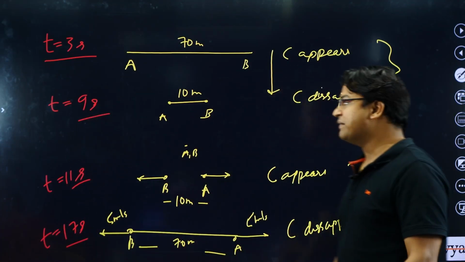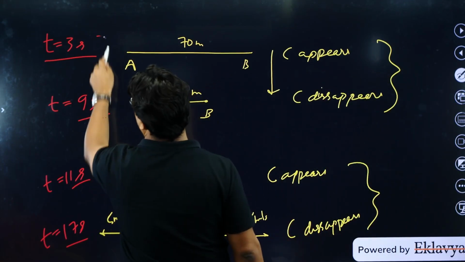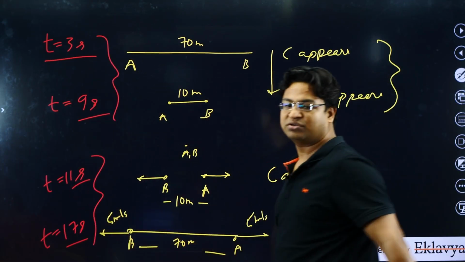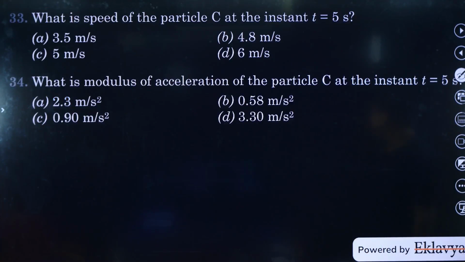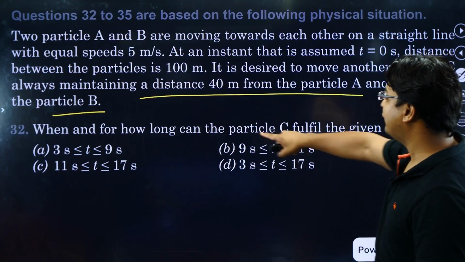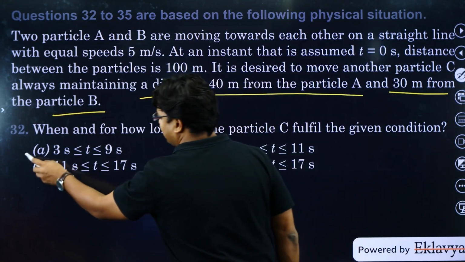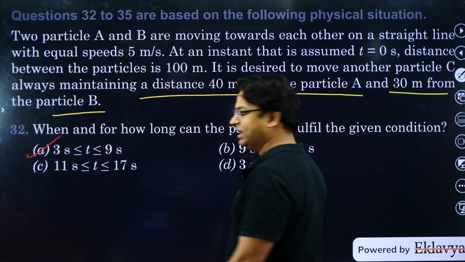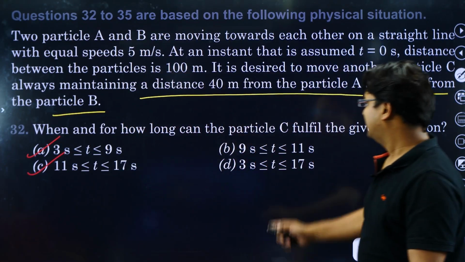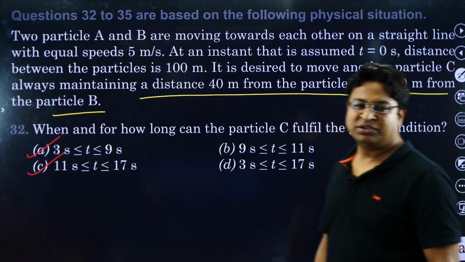So what are the times when C will be there? 3 to 9 seconds and then 11 to 17 seconds. So let's see whether we have options like this or not. When and for how long can the particle C fulfill the given condition? So 3 to 9 seconds is one of the answers and 11 to 17 seconds is the other answer. All right, students. So this we have addressed.